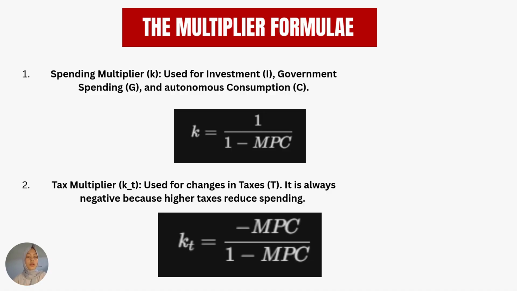K equals 1 over 1 minus MPC. So what is MPC? MPC is marginal propensity to consume.